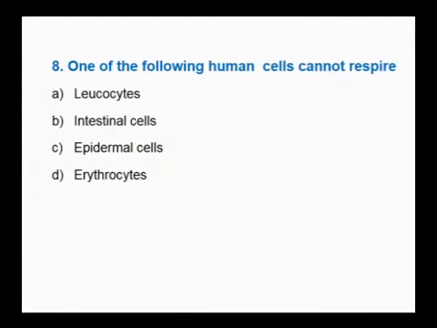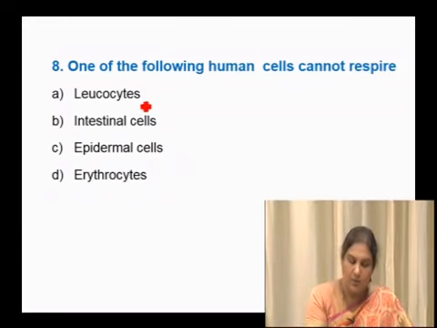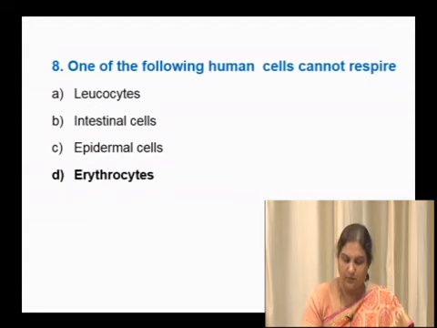One of the following human cells cannot respire. Leukocytes, nothing but the WBCs, intestinal cells, epidermal cells, erythrocytes. Which do you think does not possess the nucleus on maturity? Erythrocytes. Erythrocytes do not possess the nucleus on maturity, nor do they have the proper number of mitochondria. So, they are the human cells which cannot respire.